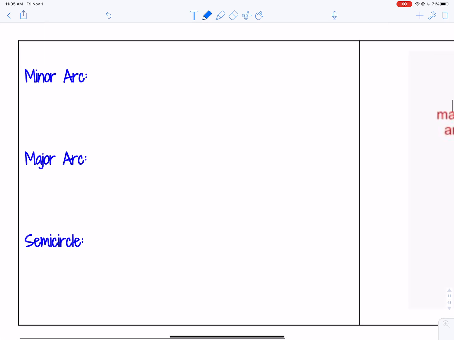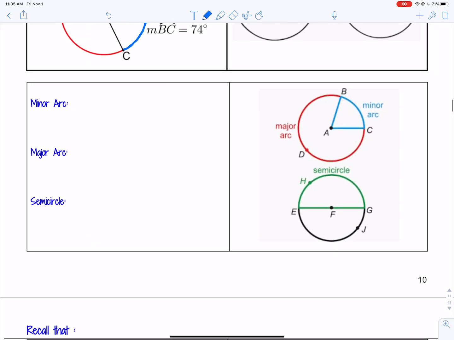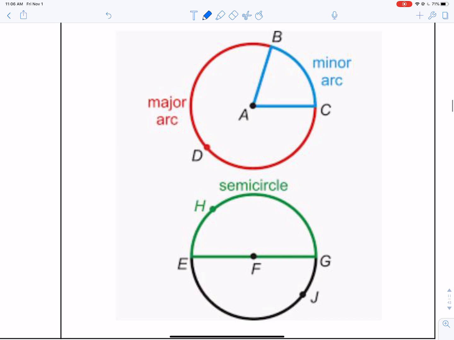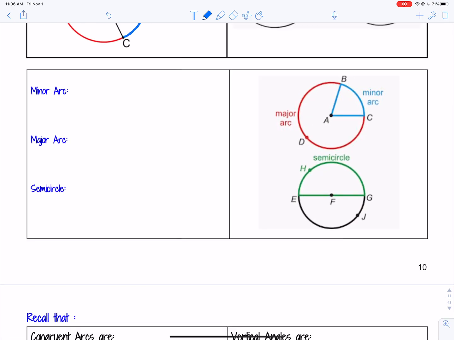Let's continue on. So a minor arc, a major arc, and a semicircle are three good vocabulary words we can talk about for a minute. And they're pictured over here. So a minor arc is one that is less than half of the circle. A major arc is one that is more than half of the circle. And then a semicircle is exactly half of the circle. So a minor arc is the one that is less than 180 degrees, because that is half of the circle. That's where we get the 180 degrees from.